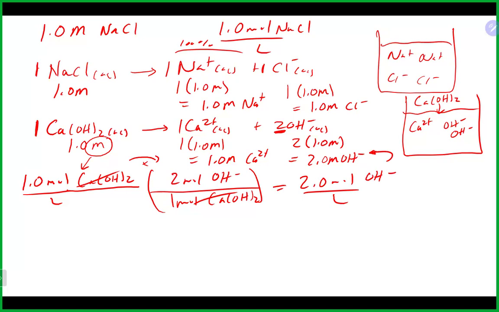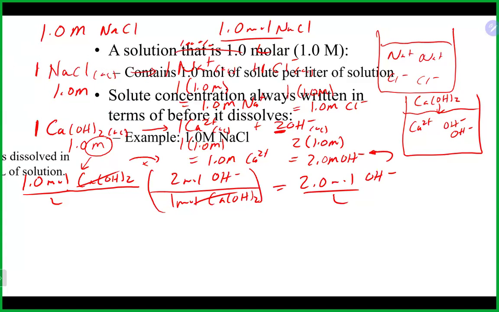So this doesn't happen all the time, but sometimes, especially with ionic compounds, because the ions are floating around freely in the solution, we're sometimes interested in what the concentration of just the ions are rather than the whole thing. So that does happen occasionally, that you need to kind of relate the whole thing to just the individual ions. Any questions on that there? All right.